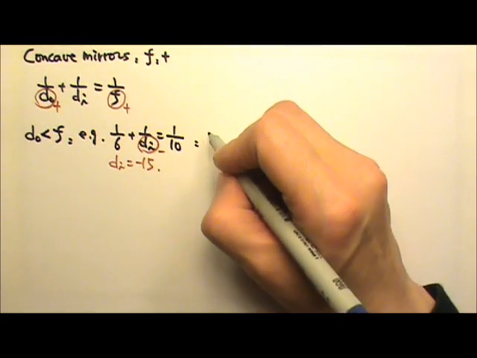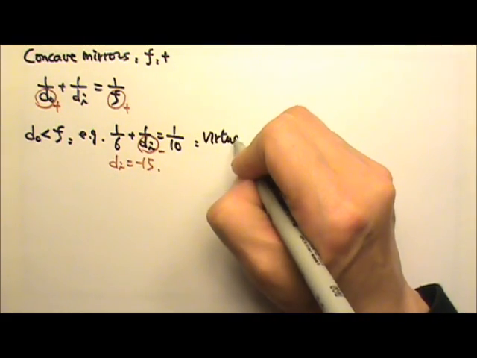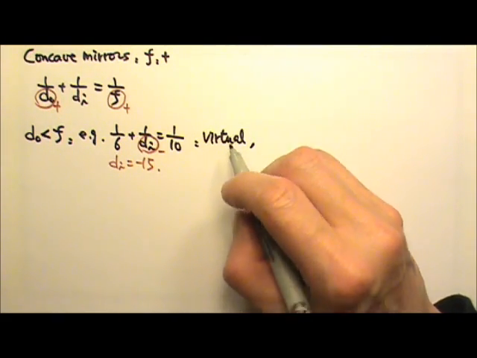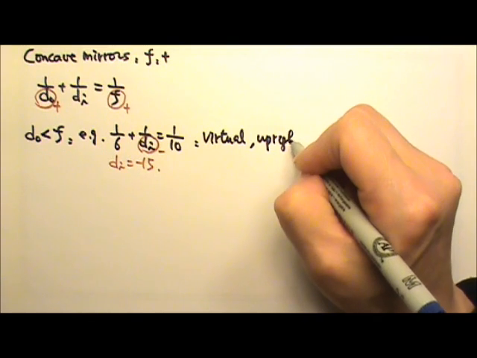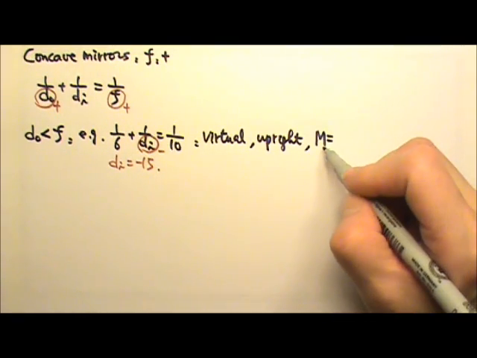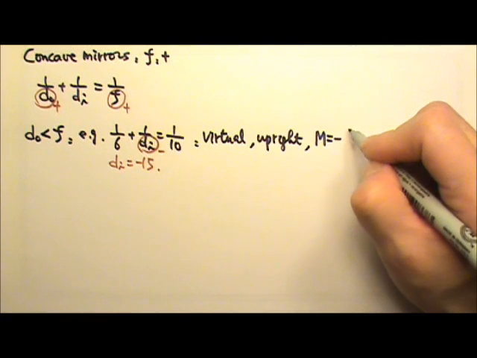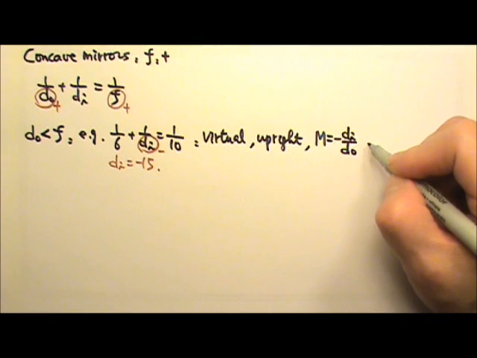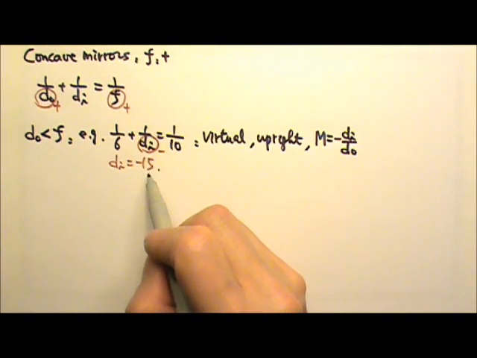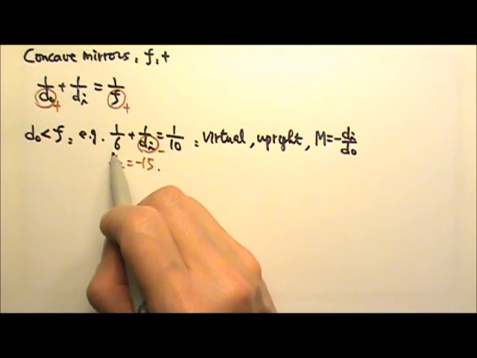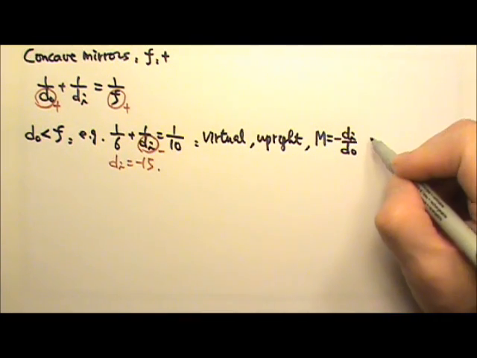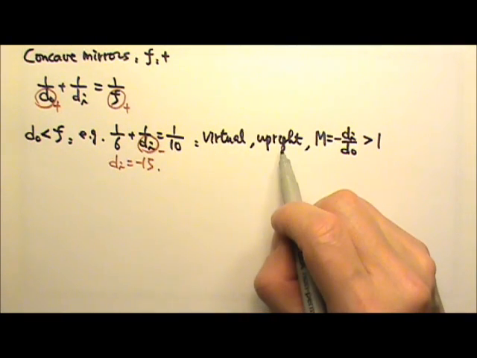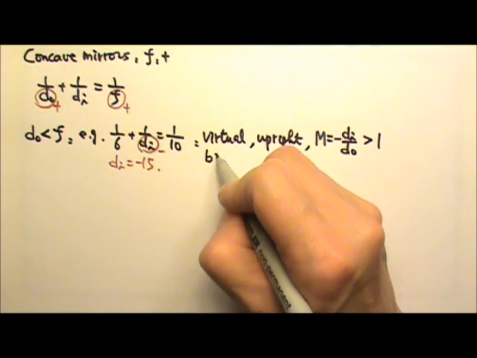dI being negative means we have a virtual image. And the virtual image formed by a single mirror or a single lens is always upright. And because the magnification M is negative dI over dO, the magnification is going to be positive. And because the dI's absolute value is bigger than dO, this is going to be a number that is bigger than 1, which means we get a virtual upright image that is bigger.